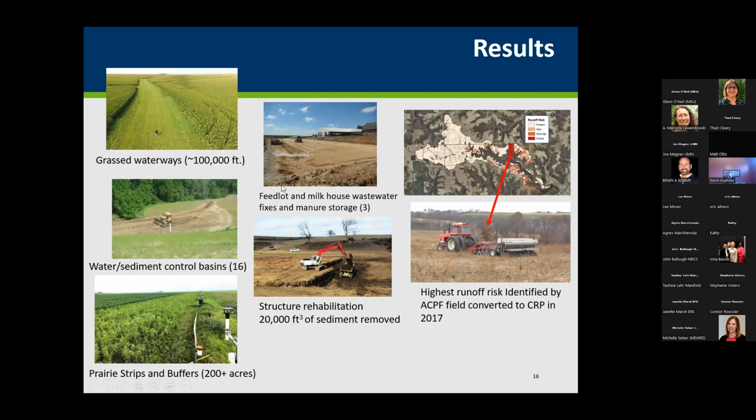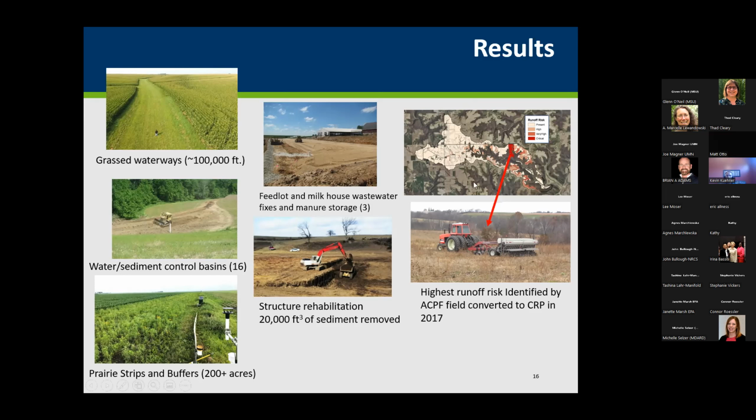Grade stabilization structures was another big practice. Another one that we've really been highlighting the last few years in this effort has been targeted prairie strips along the edge of fields and other kind of high runoff risk areas. And so using the CP43 and CP42 through the CRP program, that's been something that's been promoted, and farmers have been open to adopting some of those practices in those areas. A fair amount of feedlot fixes also took place, and then kind of fixing some existing structures that were out there.